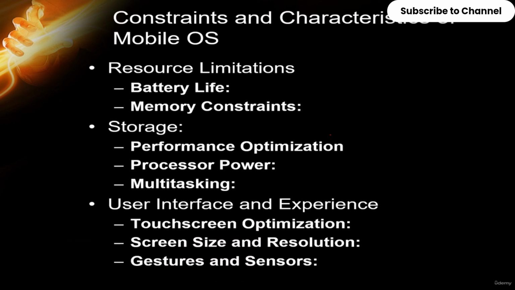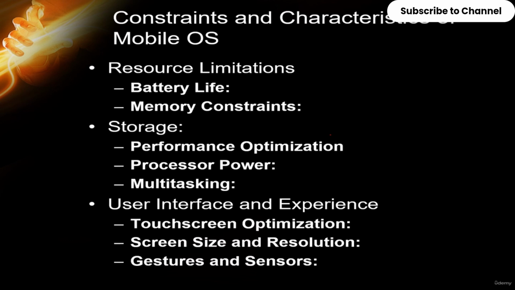And the next thing is user interface and experience, like touch screen optimization. For example, we can say a fingerprint touch will be a more sensitive one. If it makes a small error, then it again can't recognize the users. So touch screen optimization should be properly done. Screen size and resolutions should be properly made. The users' eyes, power consumption, everything should be considered.